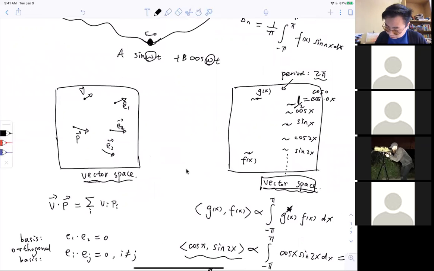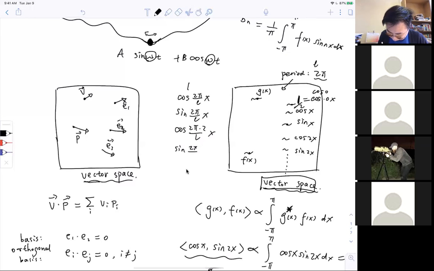If it's not 2 pi, in general, if it's L, then this kind of basis becomes 1, cosine 2 pi over L times x, and sine 2 pi over L times x, and cosine 2 pi times 2 over L times x, and sine 2 pi. Basically, yeah, you just multiply by n.